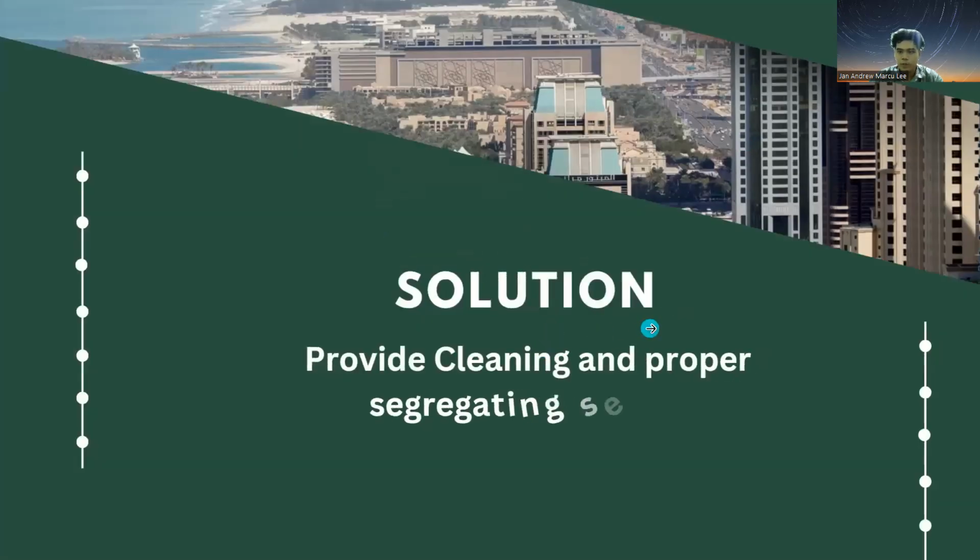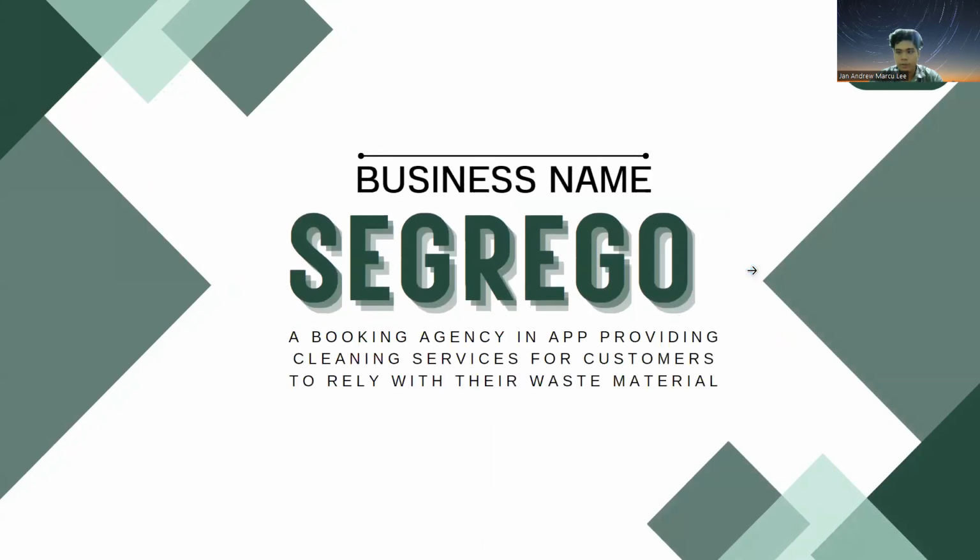So the solution that we've come upon is to provide cleaning and proper segregating services. The business name that I've come upon was Segrego, a connection between segregating and, of course, the action of going. So doing the action. It's a booking agency and app providing cleaning services for customers to rely on with their waste material segregation and disposal.